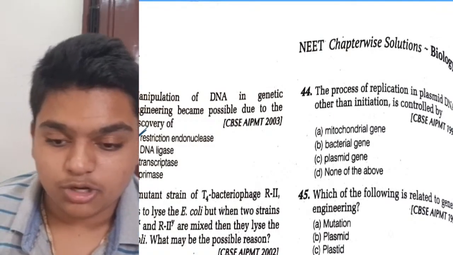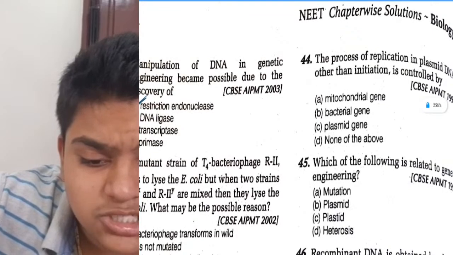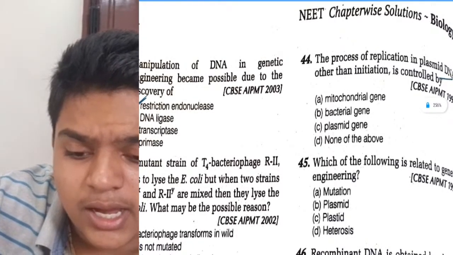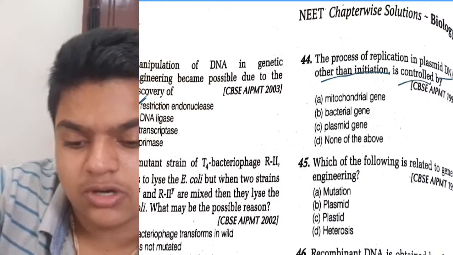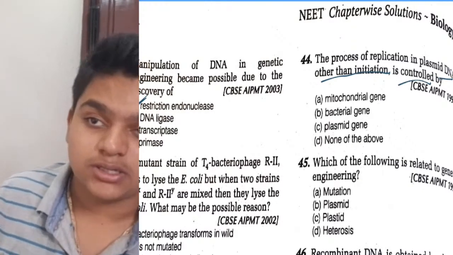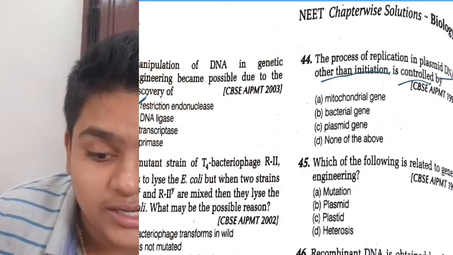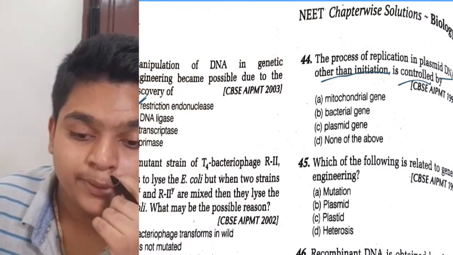Okay. No problem. Let us move on to the 44th question. The process of replication of plasmid DNA other than initiation is controlled by. Other than initiation, the process of replication of plasmid DNA other than initiation is controlled by which gene?